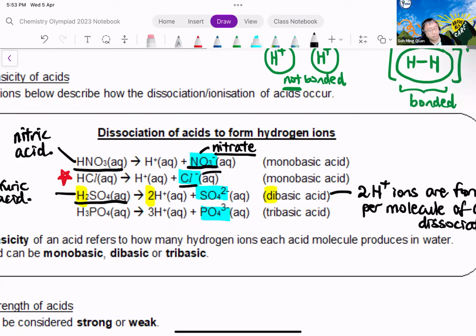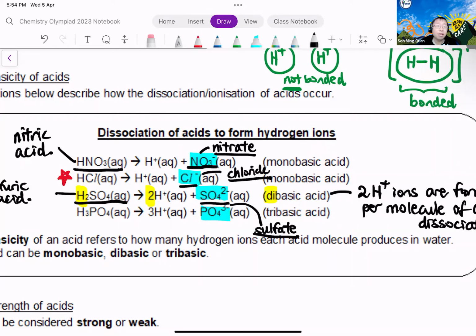Next, Cl-, chloride. And that's why if I want to make chlorides, I start from hydrochloric acid. Finally, SO4 2-, sulfate. So if I wanted to make a sulfate, I have to start from sulfuric acid.